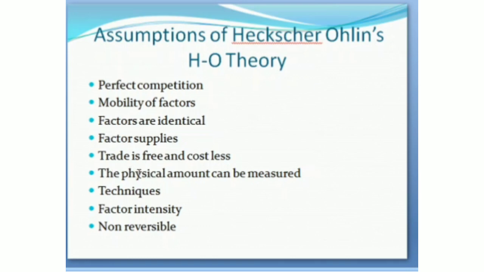Next comes the physical amount of each productive factor possessed by the countries, which is different and can be measured. Next one, techniques. Techniques of producing identical goods are the same in both the countries, but the production functions are different for different commodities. Next comes factor intensity. Goods can be classified according to factor intensity. The production functions of the two commodities have different factor intensities. Next, factor intensities are non-reversible.